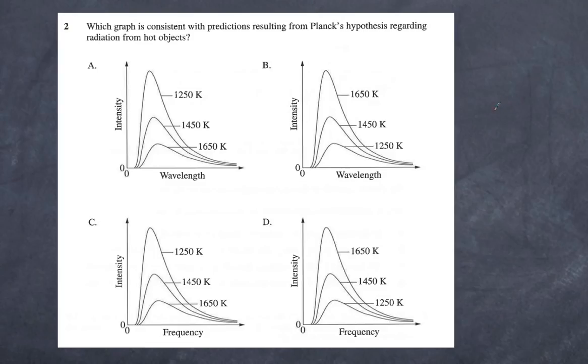Question 2. Which graph is consistent with the predictions resulting from Planck's hypothesis regarding radiation from hot objects? You've got 4 blackbody curves, but it's important to first appreciate what the axes are supposed to be. For this particular shape, wavelength is always on the x-axis, so automatically C and D are discounted. As temperatures increase, the intensity increases by a large factor, in fact to the power of 4, and the peak moves successively towards smaller wavelengths. Again, the only possible answer in that regard is B.